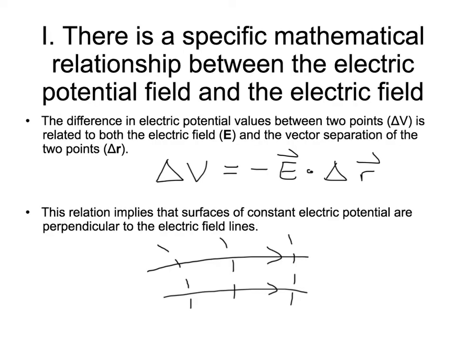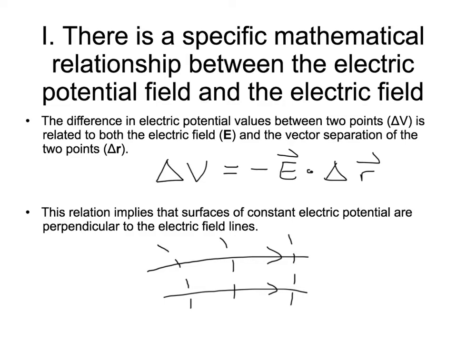The first important point from this reading is that there's a specific mathematical relationship between the electric potential field and the electric field. That relationship is shown in this equation right here: the difference in potential between 2 points is related to the value of the electric field at those points and the separation vector, which starts at one point and ends at the second point. And there's an important minus sign in front. So you'll notice it's the inner product between those two vectors.